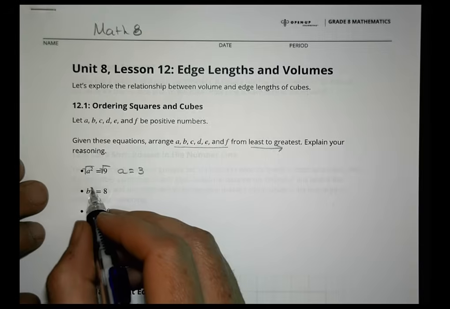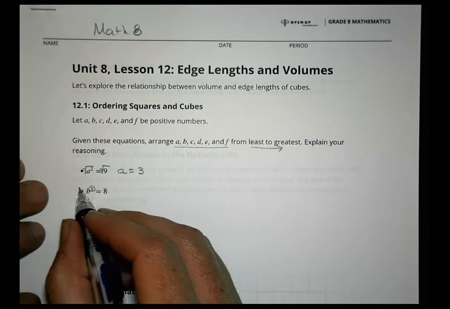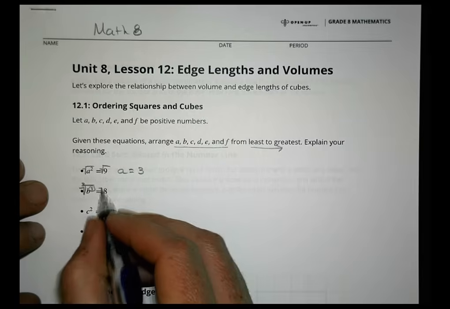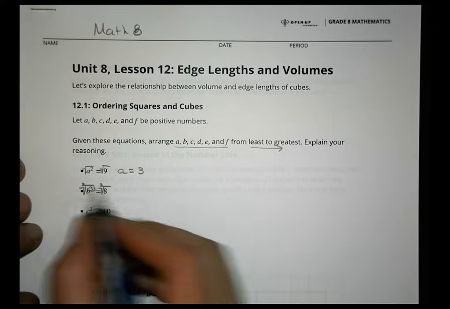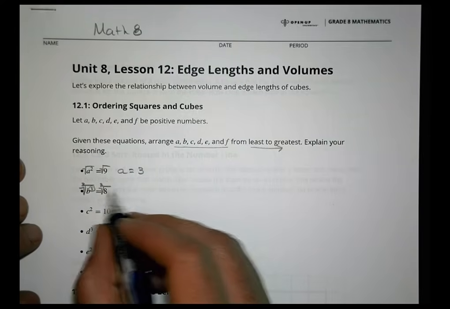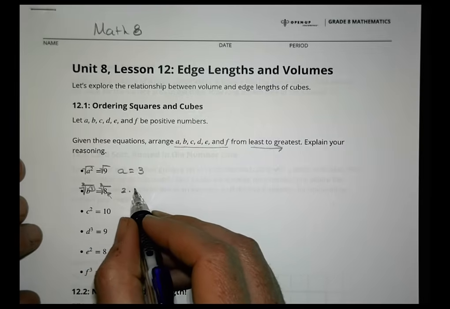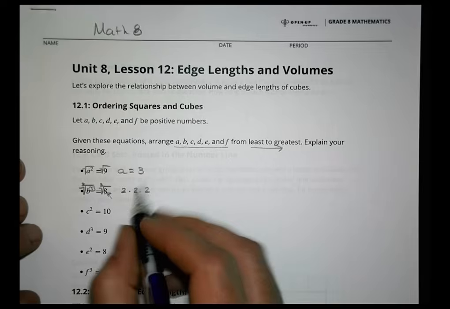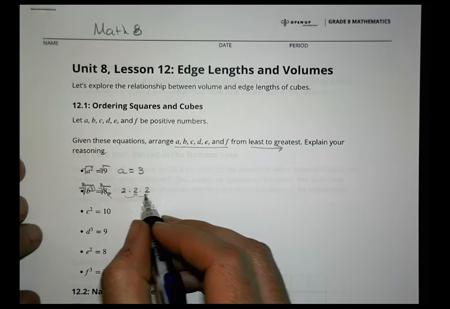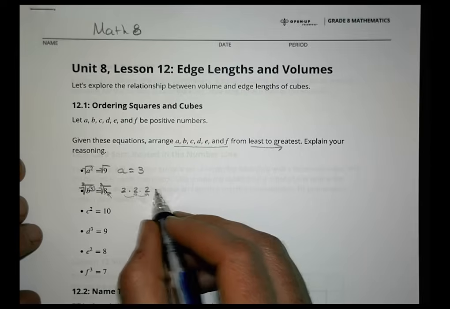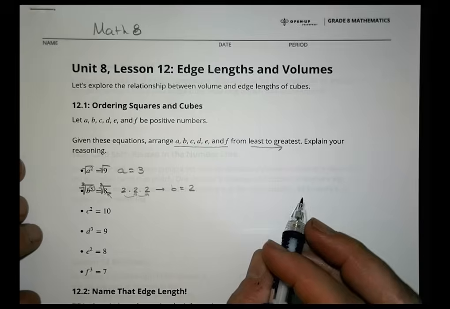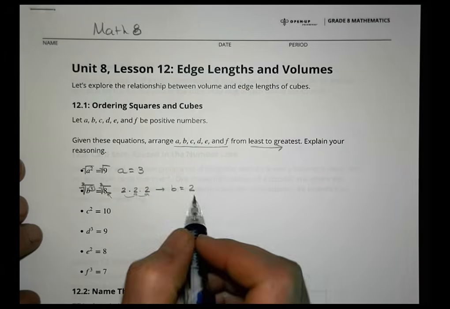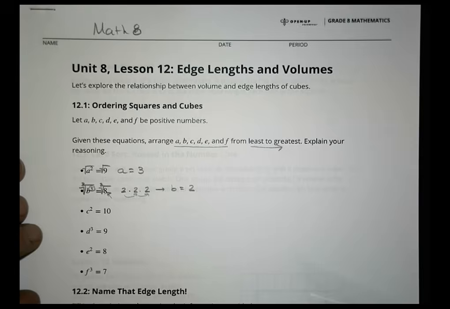When I think about something that's cubed, I could take the cube root of both sides. So instead of square root, it's a cube root. We'll talk about that more later on. But I'm thinking about what number can be multiplied by itself 3 times to get that value. In this case, I think about 2 times 2 times 2, because 2 times 2 is 4, and 4 times 2 is 8. Therefore, that means that B has a value of 2. Okay? So we know so far that A is 3 and that B is 2.